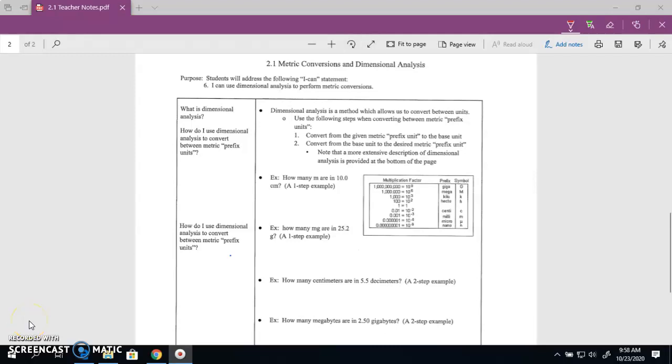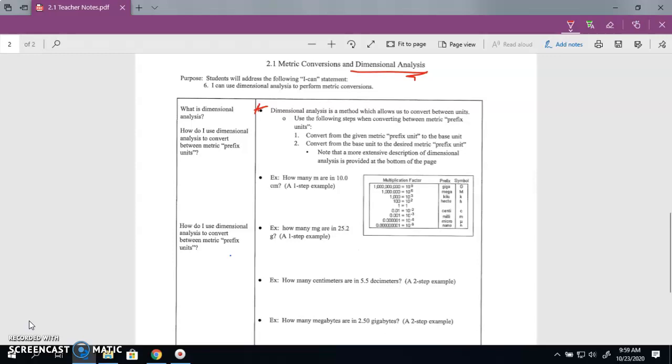Hi everybody. In part 2 of this video here, we're going to learn about a method or a process called dimensional analysis. Now, dimensional analysis is a method that allows us to convert between units, and that's the purpose of this, to convert from, say, micrometers to meters or from meters to millimeters. Okay. We're going to use the following steps when converting between metric prefix units.